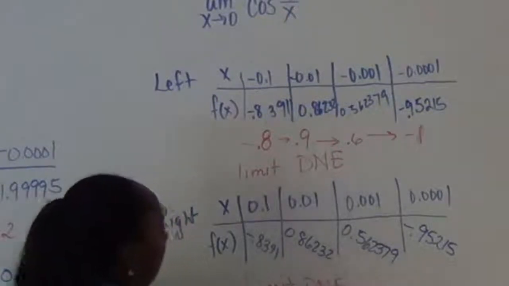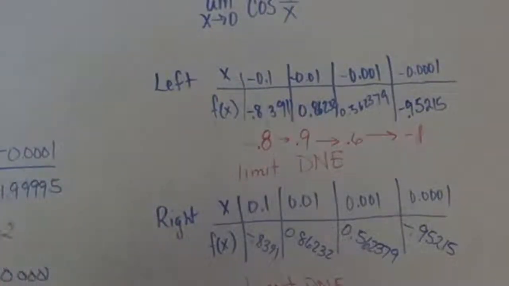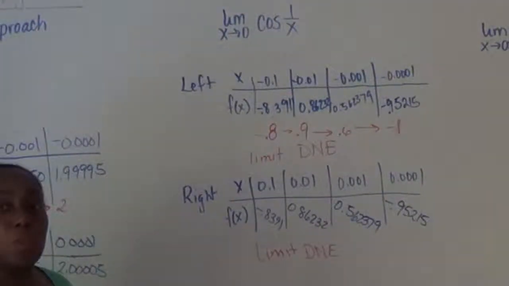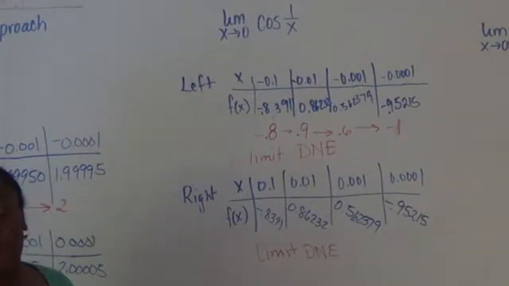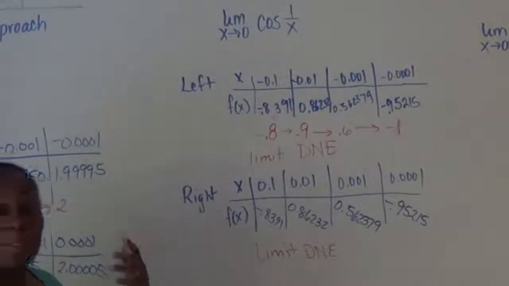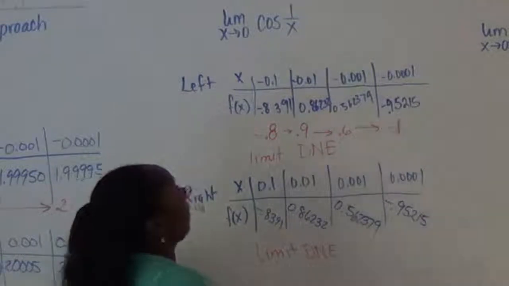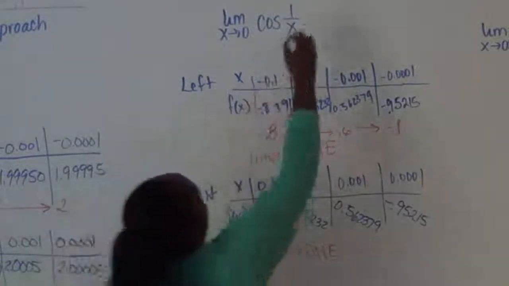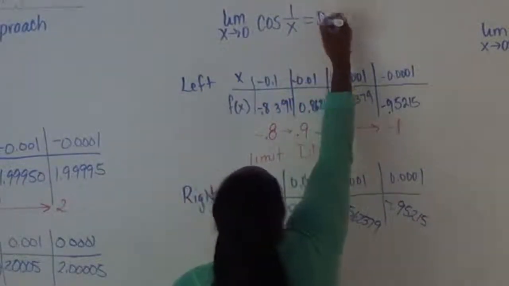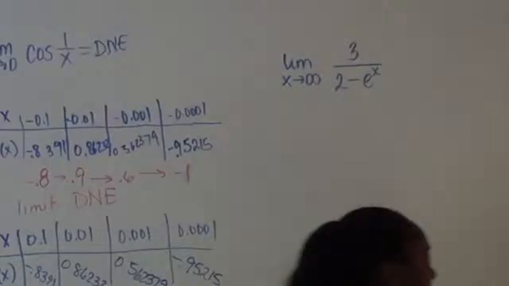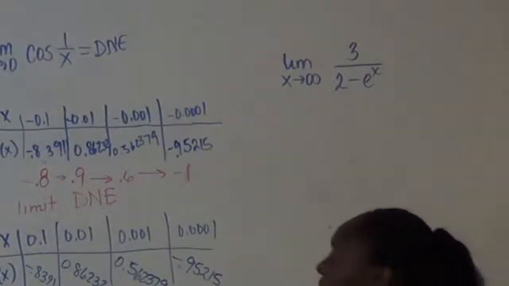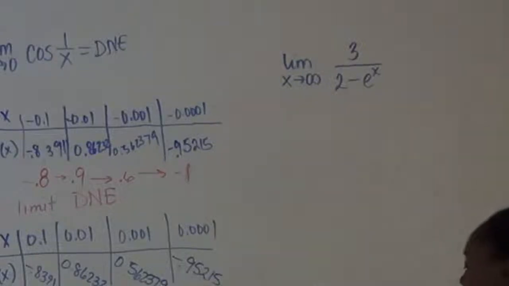And so unlike what we saw with our graphical video, this is the one case where if my two one-sided limits are the same, then my two-sided limit is equal to those. And in this case, this just means that my limit as x goes to 0 of cosine of 1 over x does not exist. Alright, let's look at one last one. So here we're going to look at the limit as x goes to infinity of 3 over 2 minus e to the x.